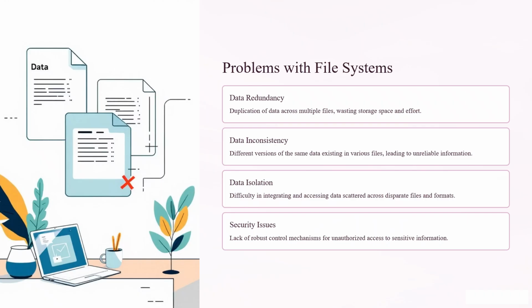Problems with the file system: data redundancy, which is duplicate data stored across multiple files, wasting the storage space. Data inconsistency, different versions of the same data existing in various files. Data isolation, difficulty in integrating and accessing the data. Security issues, unauthorized access to sensitive information.